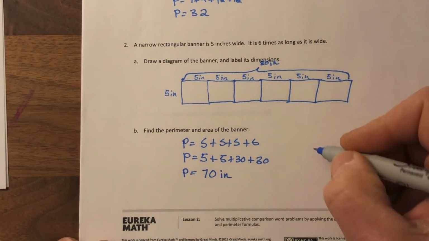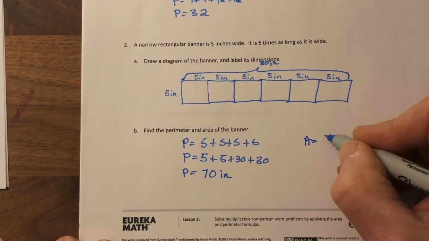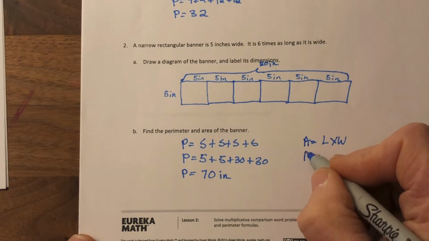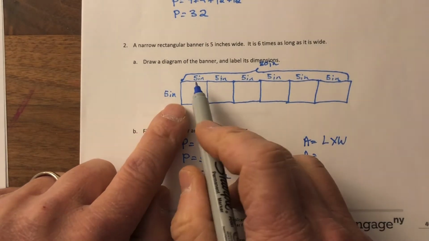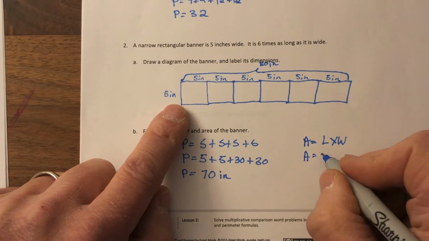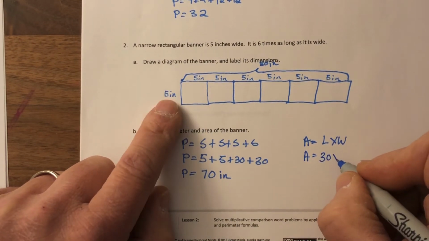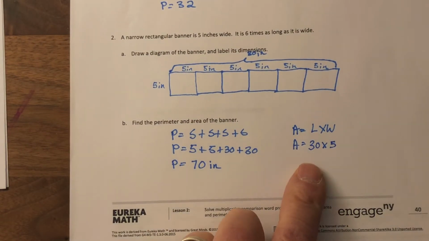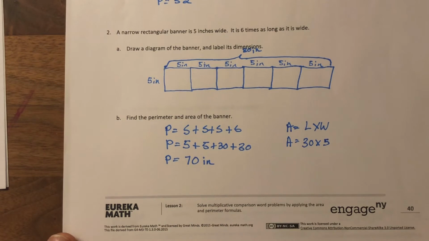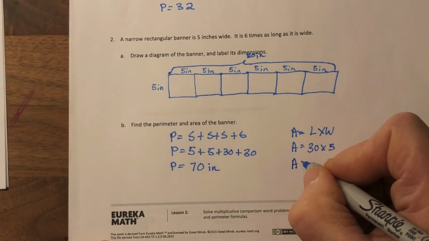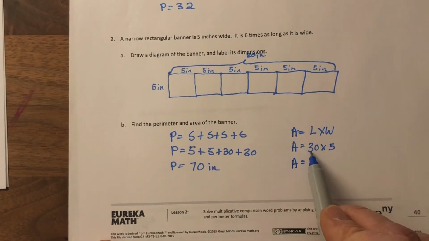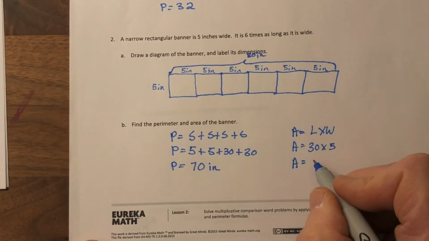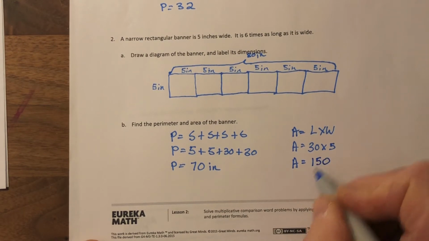Now the area. Area is equal to length times width. Remember, I want to write down my formula first. Then I come down and say area equals length, okay? That was this whole area here, which was 30, and the width, 5. 30 times 5. And we've been taught how to do this in 3rd grade. I know I went over this a bunch of times, and we hit it a few times this year as well, okay? So area. What I'm going to do is multiply. I know 3 times 5. 3 times 5 is 15. So 30 times 5 would be, you guessed it, 150.